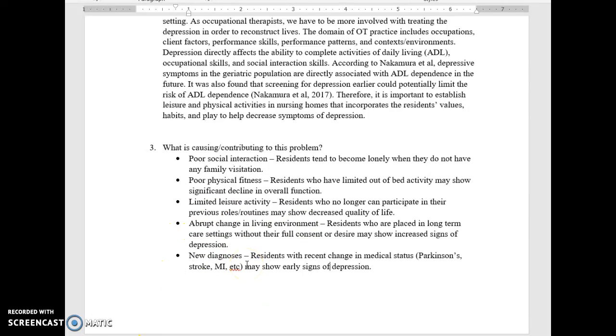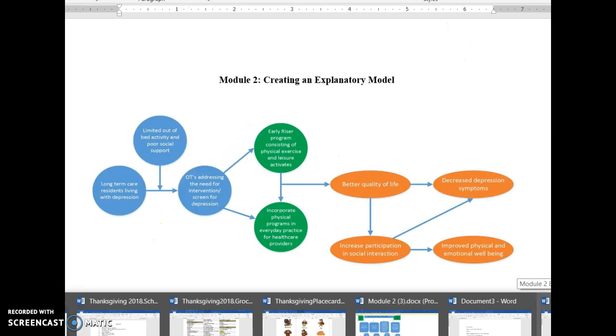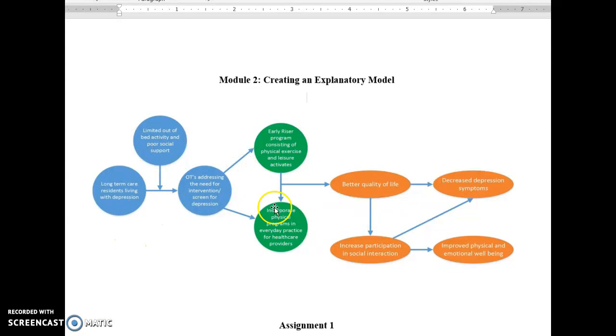The new diagnoses you may or may not include, but I do think the change in the living environment and the poor physical fitness are important influencing factors that you might want to represent on your model here. But, otherwise, I really like the look of it. You did a nice job. I think the arrows all make sense.